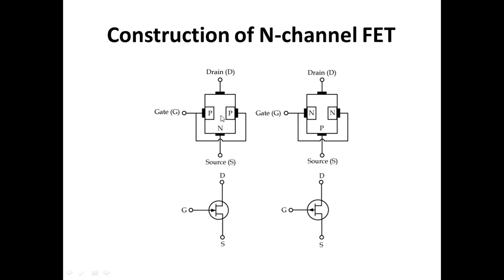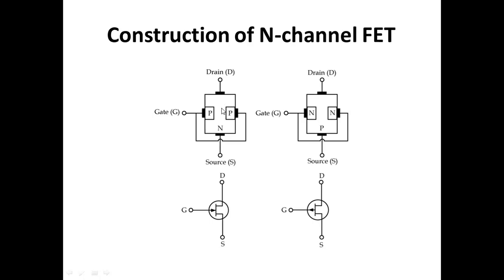Since the channel is made of N-type material, this device is called an N-channel JFET. Why are we calling this an N-channel JFET? Because the channel, in between these two P regions, is made up of N-type material. Hence it is called an N-channel field effect transistor.